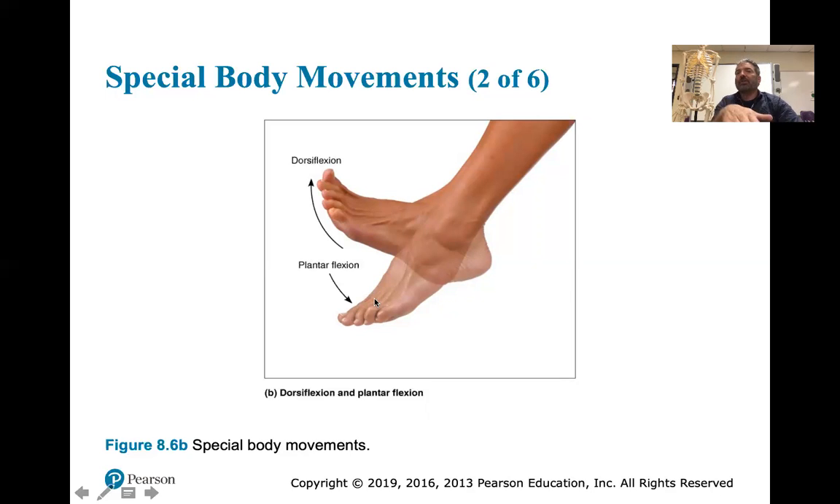Dorsiflexion, plantarflexion. Dorsiflexion is up, and there's a retinaculum in here, but that's going from flat. We'll say this is flat, 180. Dorsiflexion is decreasing that angle. Plantarflexion is increasing it. So when you jump or do calf raises, or you're planting your foot to lift off, or stepping, you're going from dorsiflexion to plantarflexion when you push off.